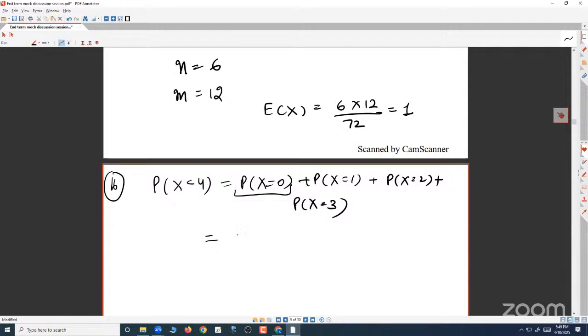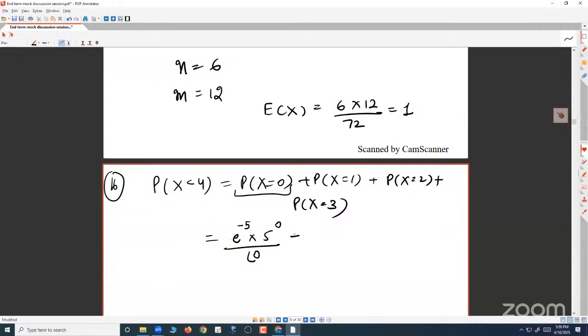It is basically what? Can you tell me the equation? It's e to the power minus lambda, lambda raised to x, divided by x factorial. Is this the thing?